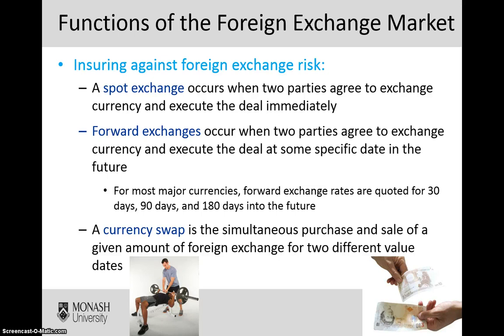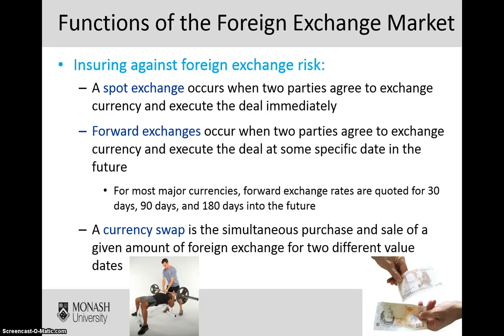So basically, to protect yourself against that, what firms can do is lock in a forward exchange rate as part of a forward exchange. And it's probably best illustrated using an example. So imagine again that the spot exchange rate, as we said before, is 1 Australian dollar buys 75 US cents.